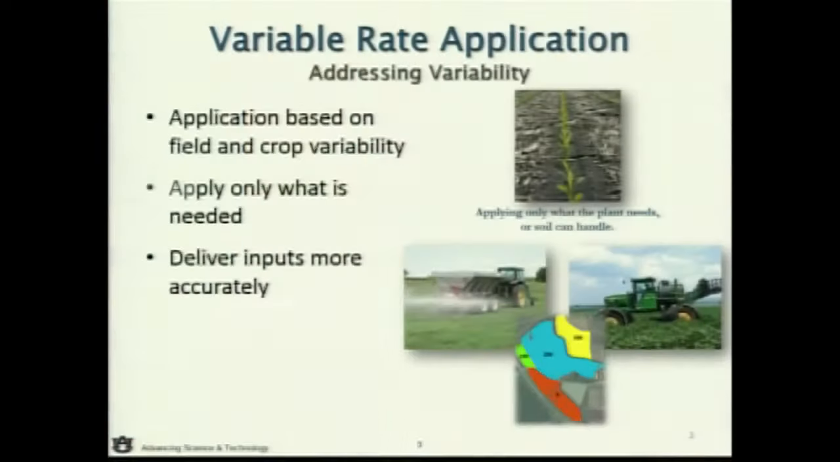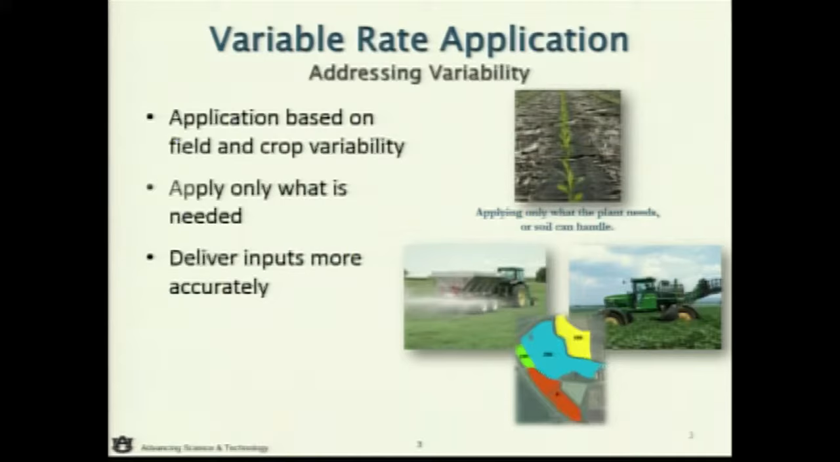So talking about variable rate today, Mark, just simply put, it's trying to base your application of inputs on some kind of field or crop variability that we either measure or understand out there, and then only applying what's needed back to that crop or soil. And the big thing we promote in all this, at the end of the day, is that when we break fields into either zones or grids, we're going to be able to more accurately deliver inputs for the crops that we grow on our farm.